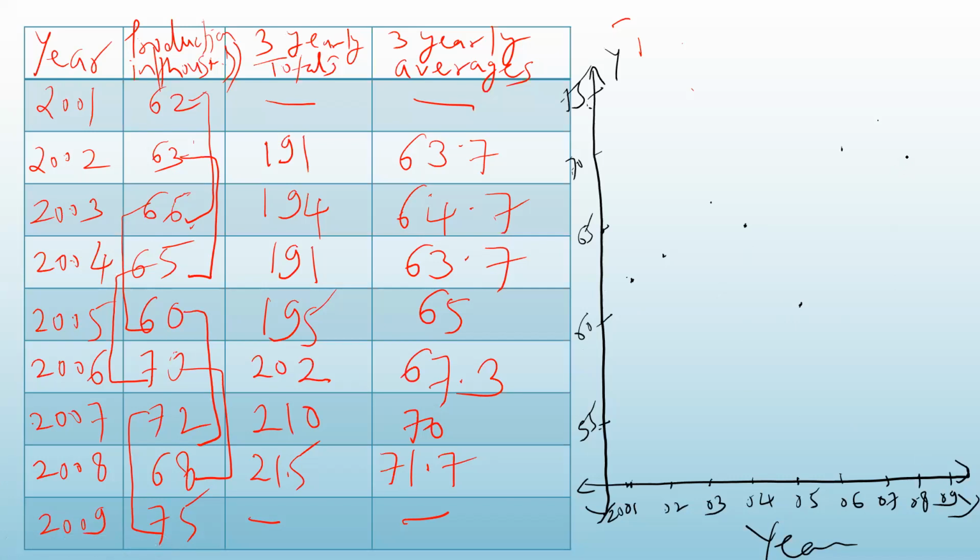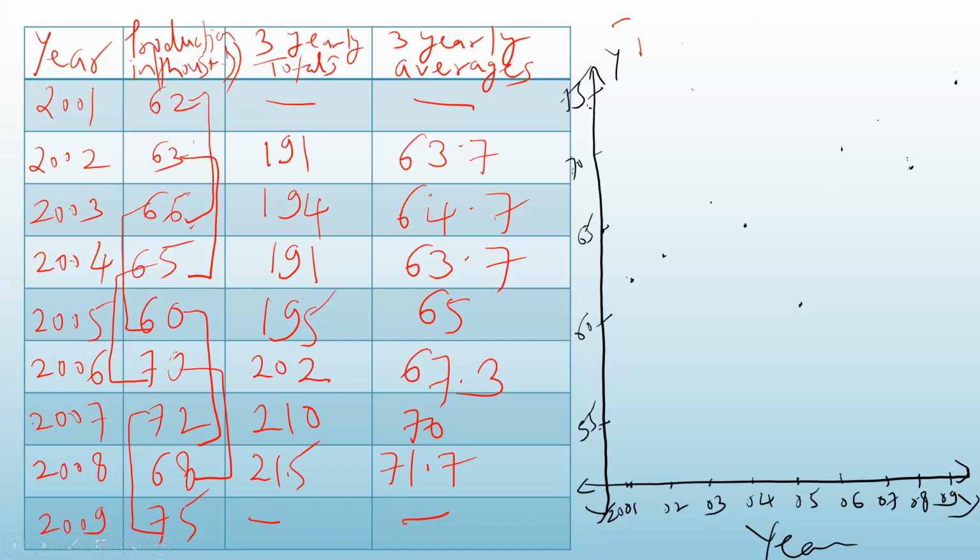2008, 68 means somewhere here. 70 is here, so 68 will be here. And 2009 75. 2009 it is increased again and it has gone here, 75. So these points now we are going to join.